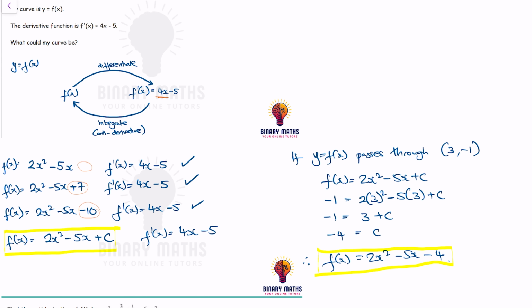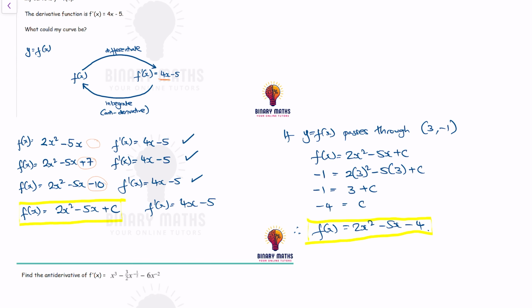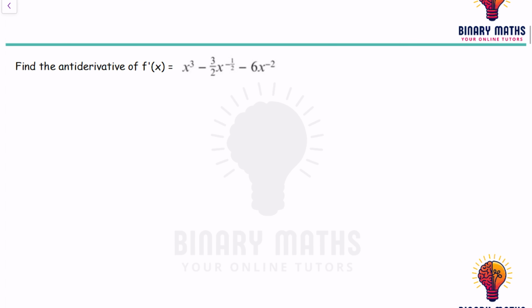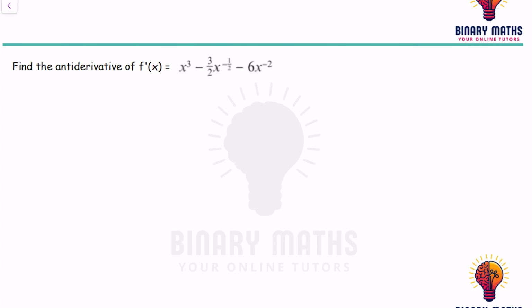So at the moment, we're thinking of integration or antiderivative as the opposite of differentiating. So it says, first question using this method is find the antiderivative of f dash of x is equal to x cubed minus 3 over 2 x to the minus half minus 6x to the minus 2. So I'm going to do this by trial and error.